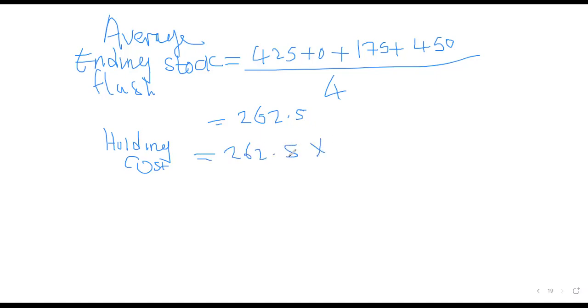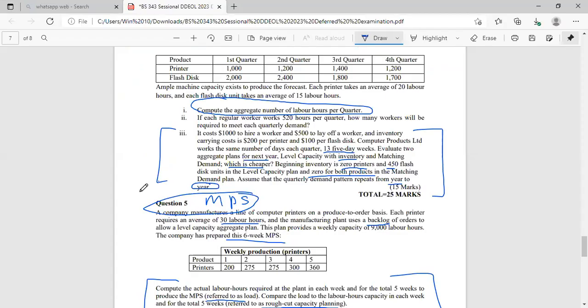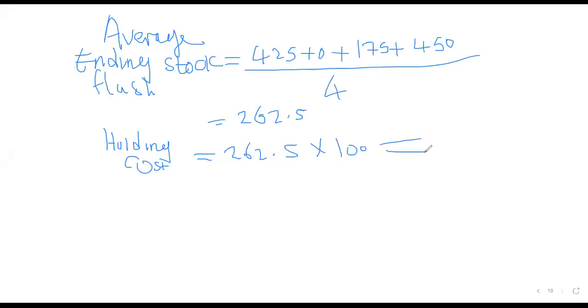The holding cost is 262.5 multiplied by the holding cost per unit. The carrying cost of 200 was for the printer; for the flash it is 100. So we multiply this by 100 and get 26,250 dollars.